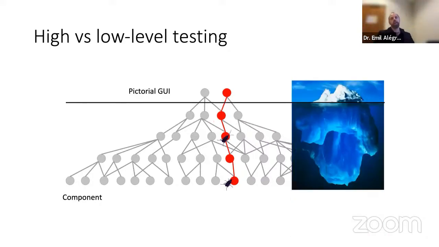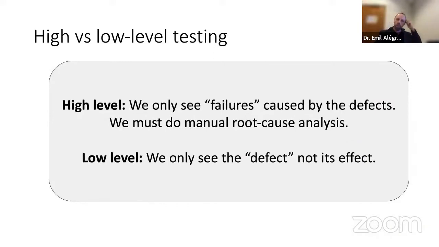So basically, when we approach this from a black box perspective, the GUI level abstraction, we can see the GUI as the top of the iceberg. But the major work we need to do is under the surface, so to speak, where we might have millions and millions of lines of code. So at a high level, we only see the failures, manifestations of defects. So we must do root cause analysis.